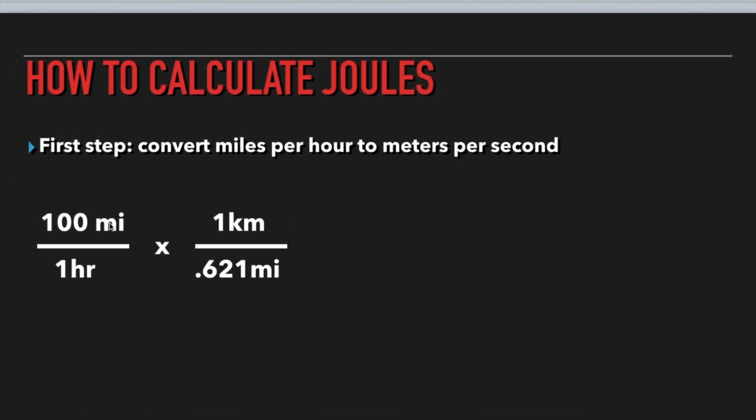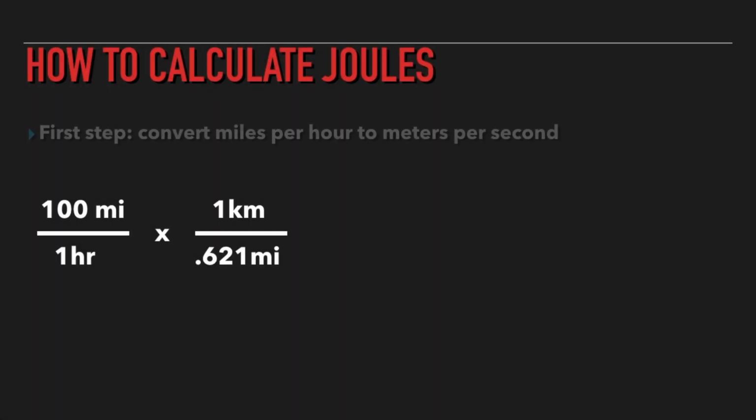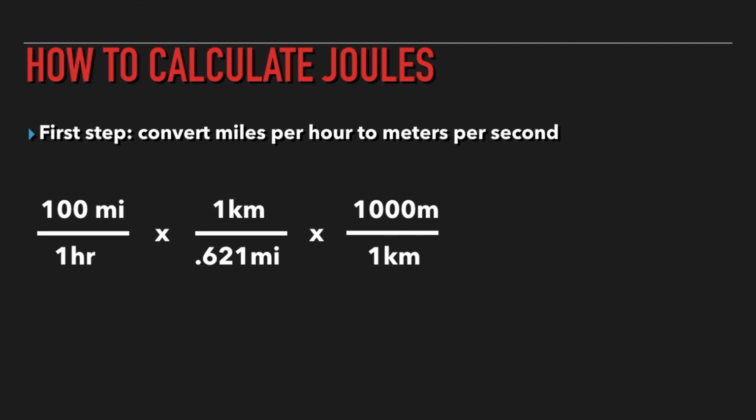If we look here, we are going to be canceling things out as we go. So miles over here cancels out with miles over here. So we're left with just kilometers and hours. Okay, well, I guess we're going to do it this way. So next, we need to take kilometers into meters. So there are 1,000 meters in 1 kilometer. Now, if you look here, our kilometers cross out. So we're left with just hours and meters so far.